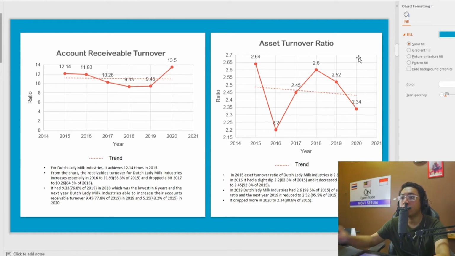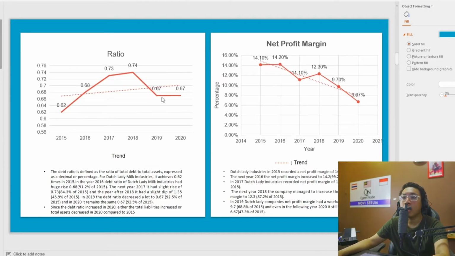For the asset turnover ratio in the first year, it had 2.64 and then it had a huge drop to 2.2 and then increased back to 2.45 and then increased to 2.6 and then decreased to 2.52 and then decreased to 2.34.